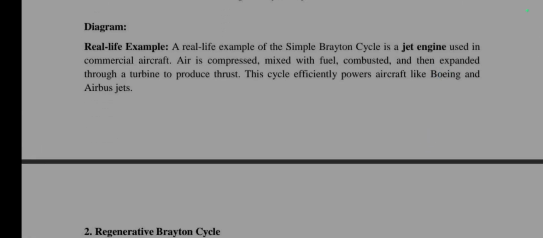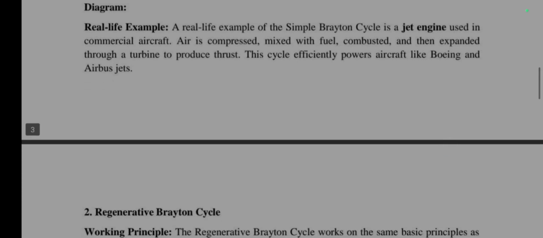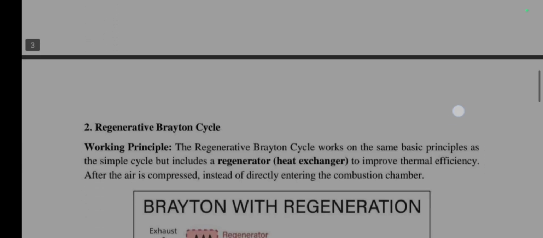A real life example for the simple Brayton cycle. A real life example of the simple Brayton cycle is a jet engine used in commercial aircraft. Air is compressed, mixed with fuel, combusted, and then expanded through a turbine to produce thrust. This cycle efficiently powers aircraft like Boeing and Airbus jets.